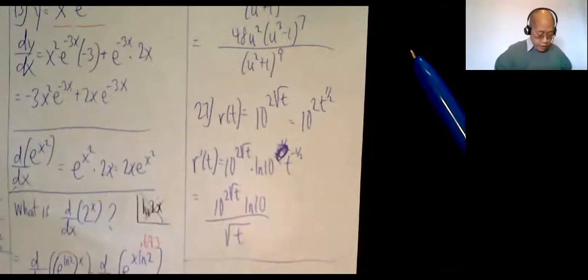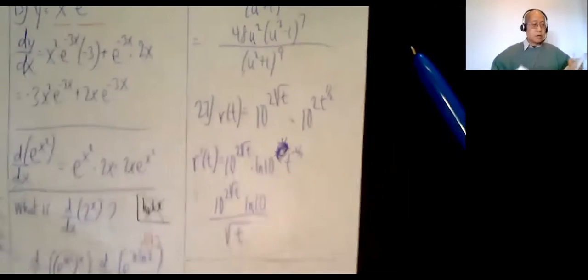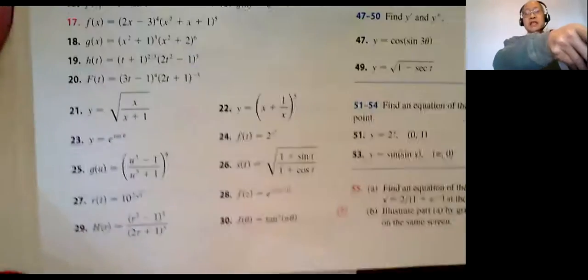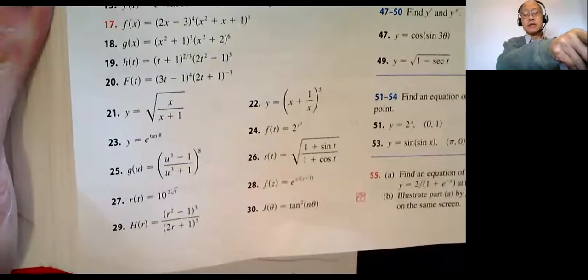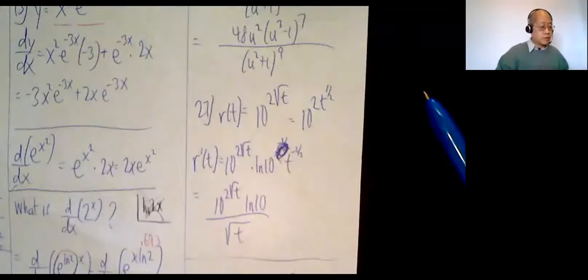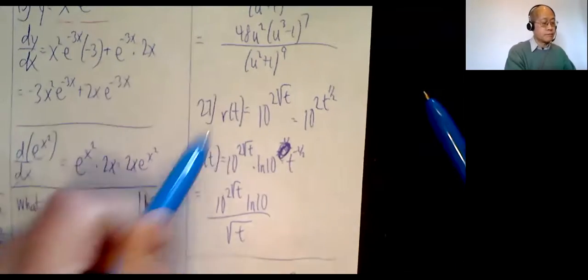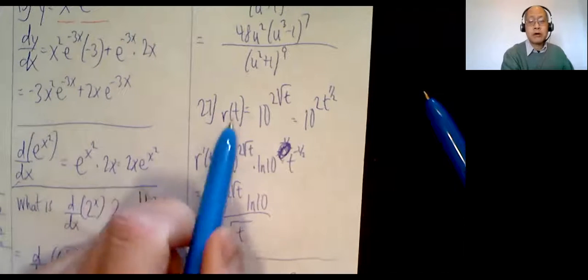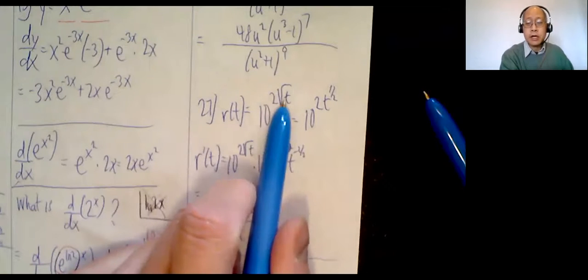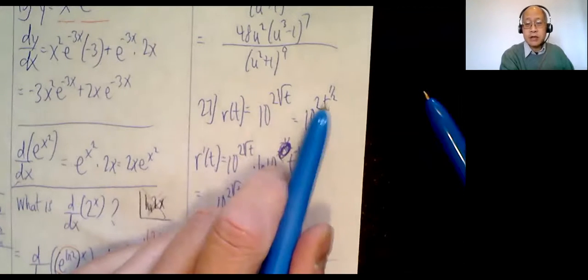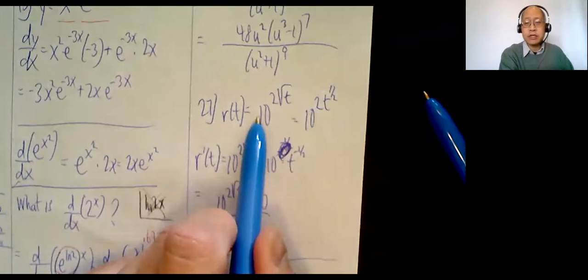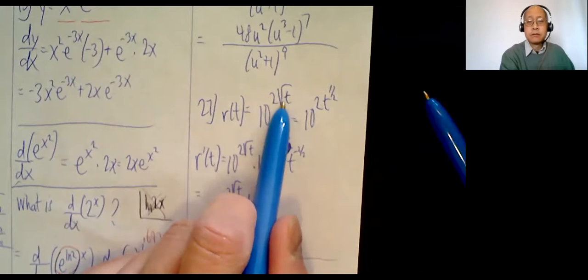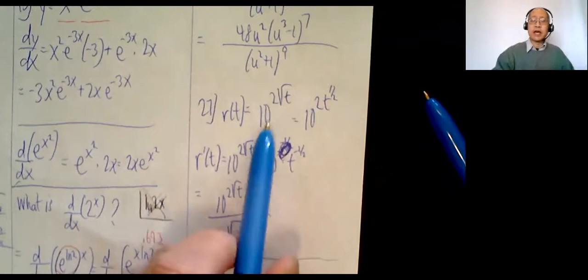All right, 27 is our first instance where the base is not e, 10 to the 2 radical t. So a little bit more clumsy. R of t is 10 to the 2 radical t. So radical t treated as t to the 1/2. Right, so the outside function is the exponential 10 to something. The inside function is the exponent.